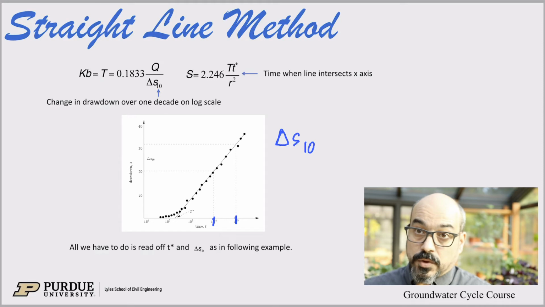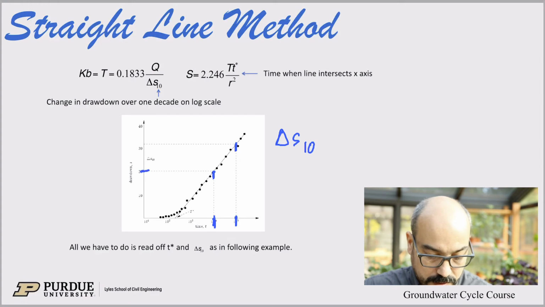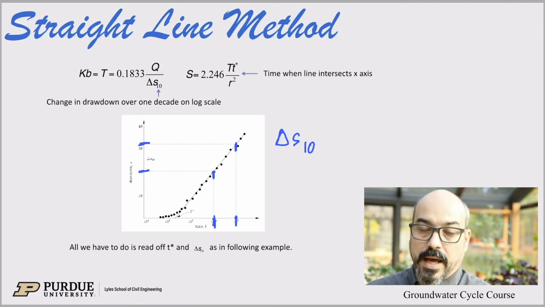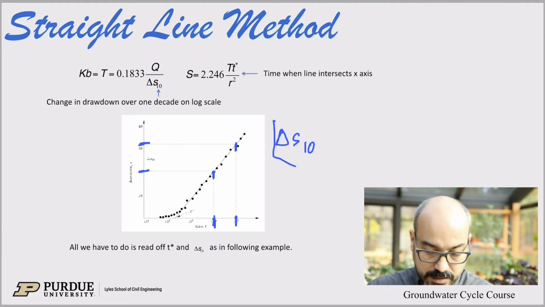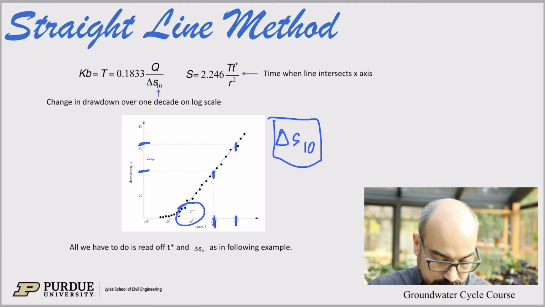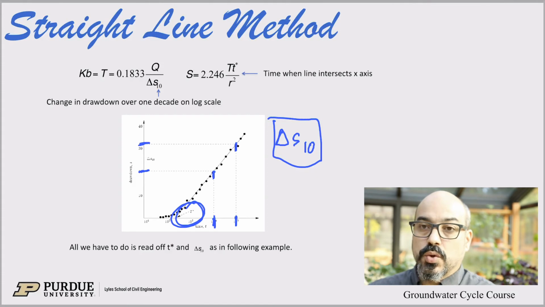change in drawdown over a log drop in time or log increase in time, right? So we take a log in time. Again, any log will do, since it's a straight line. You can take any times 10 and then read how much the drawdown has changed during that one log increase in time, okay? So once you have delta S10 and t star down here, those are the only two numbers you need to actually use that straight line method. So then you can just plug it in.